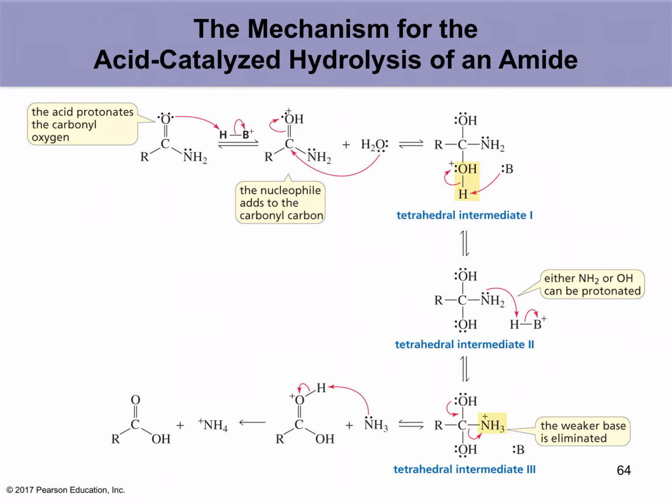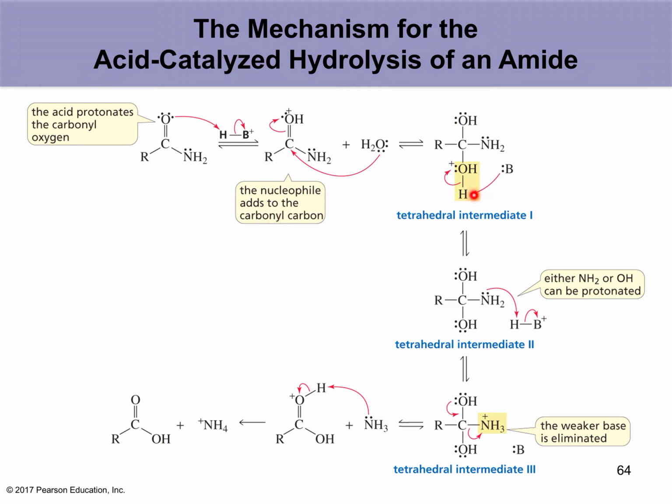This is the mechanism for the acid catalyzed hydrolysis of an amide. Again, we are doing the reaction in the acidic medium. Now you know what's going to happen if we are doing something in the acidic medium that has a carbonyl oxygen. The carbonyl oxygen will first protonate. And then the water, if you are doing a hydrolysis, a neutral water molecule will come and form the tetrahedral intermediate.